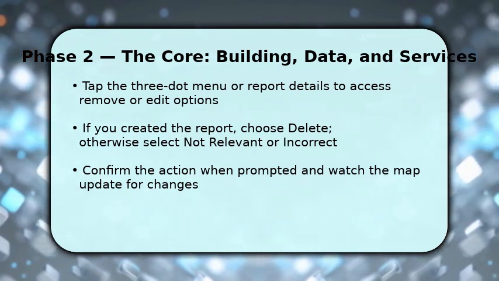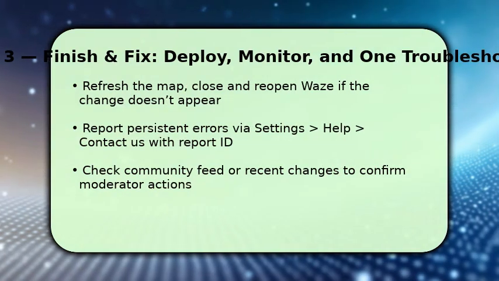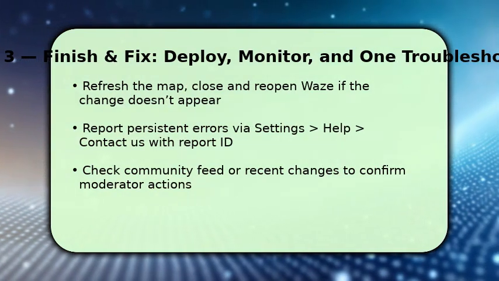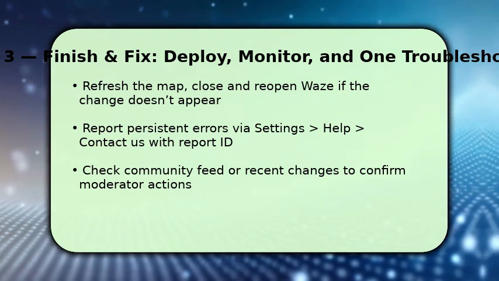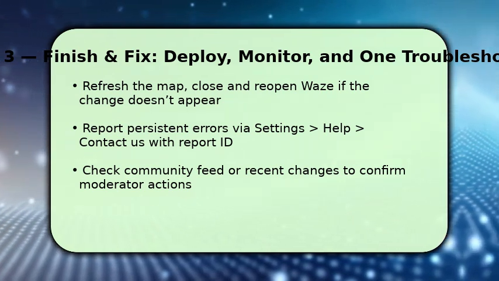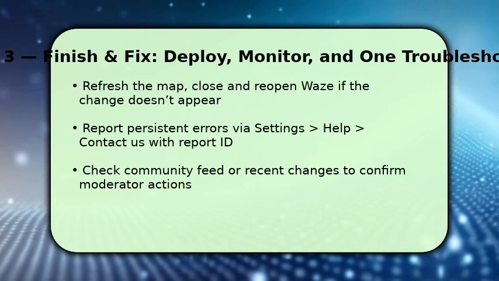To finish, refresh or pinch zoom the map and confirm the report is gone. If the report persists, close and reopen Waze because cache or sync delays often block immediate removal. If that fails, go to Settings, then Help and contact us.